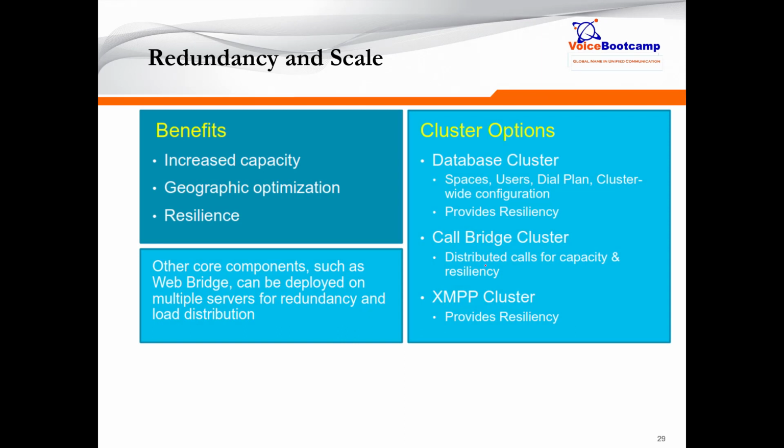If you are deploying high availability, redundancy and scalability have to be considered, which allows you to increase capacity. It allows you to do geographic optimization, resilience, as well as failover. All these things can be a benefit to a large organization. Now, other core components that can be deployed in multiple servers are, for example, WebBridge, which can be deployed on multiple servers for load balancing and load distribution as well. You could do database clustering, which provides more resilience. You can provide call bridge clustering, to distribute calls for capacity and resiliency. You can also provide XMPP clustering as well.